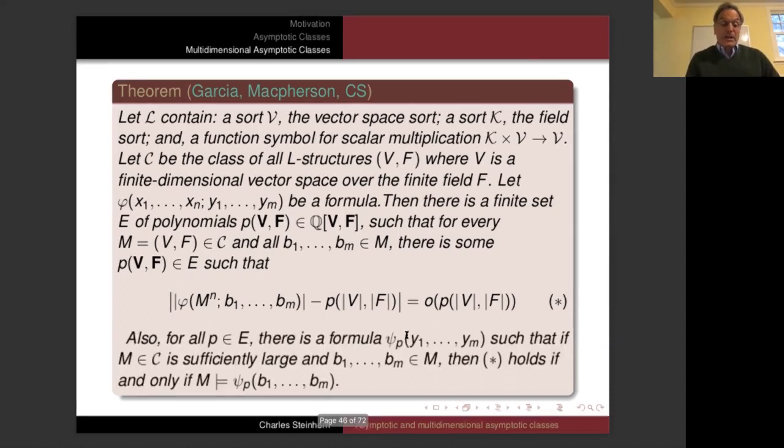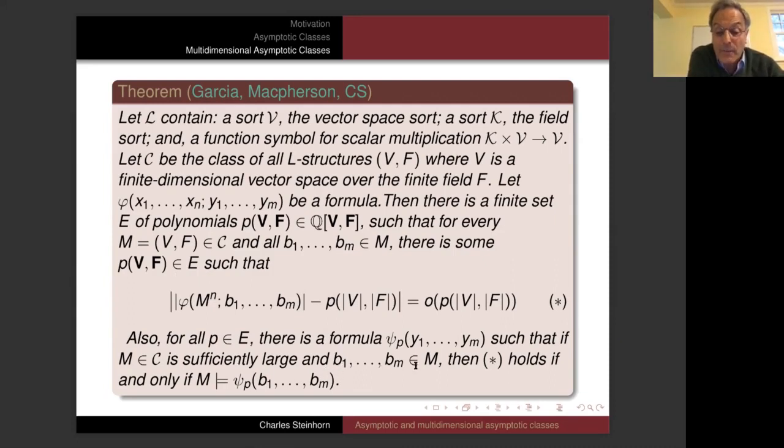And moreover, for each polynomial in E, based again just on your formulas, there is a formula such that for sufficiently large vector spaces here, and for all parameters b1 through bm, the star condition holds for those parameters if and only if the defining formula holds. So you have definability of this measure and dimension in this context. This goes beyond asymptotic classes, and you can see why we start thinking of multidimensional, although I think the confusion between n-dimensional and multidimensional is poor naming, but I've tried to change it, and been unsuccessful with my colleagues.